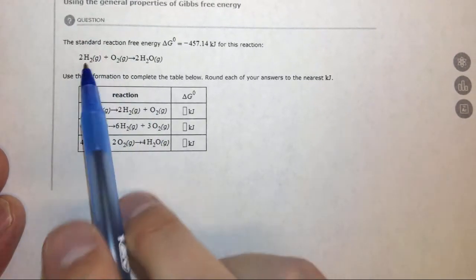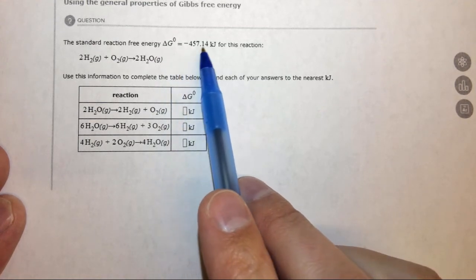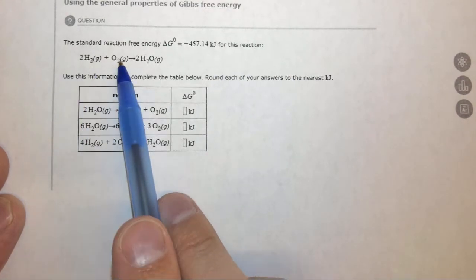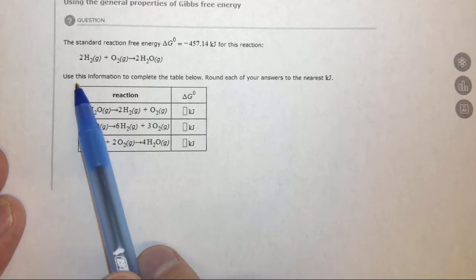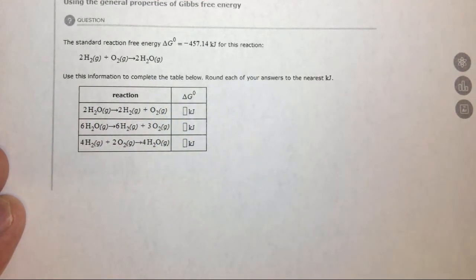This question says the standard free energy, delta G naught, is equal to minus 457.14 kilojoules for this reaction. And this is the reaction of hydrogen plus oxygen to form water, a reaction you're likely familiar with. And it says use this information to complete the table below and round your answer to the nearest kilojoule.